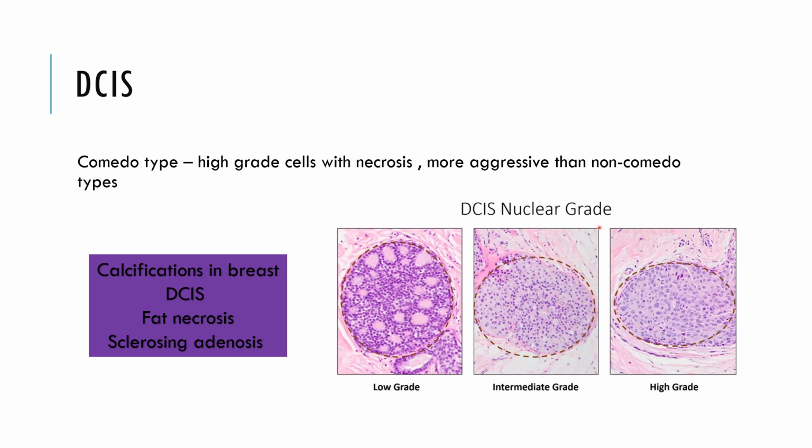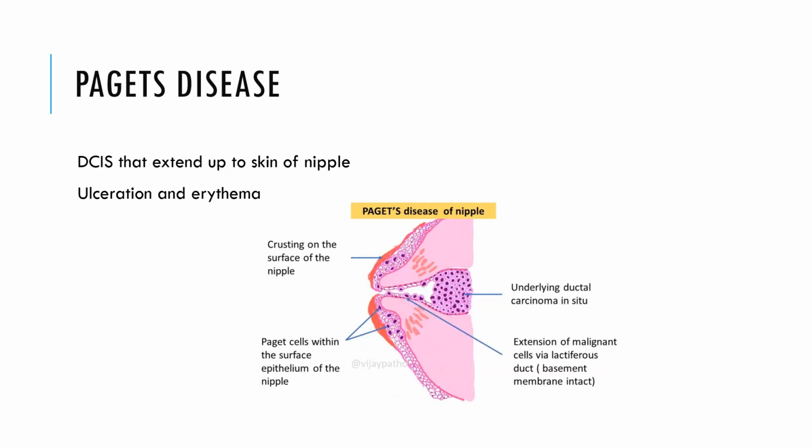Now coming to ductal carcinoma in situ, like we told, comedotype is high grade cells with necrosis. It's more aggressive than non-comedotype. So this is low grade, this is intermediate grade, and this is high grade. And like I told, calcification in breast can be seen in benign conditions like fat necrosis and sclerosing adenosis. Sclerosing adenosis can also predispose to cancer. And ductal carcinoma in situ.